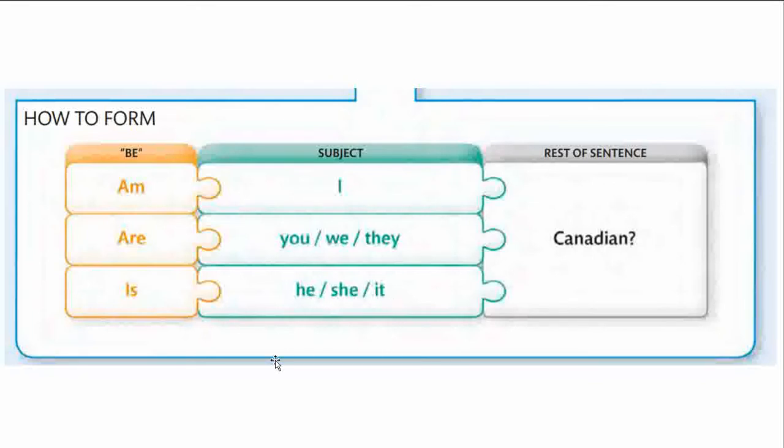Let us see how we construct the questions. Am I Canadian? Are you Canadian? Are we Canadian? Are they Canadian? Is he Canadian? Is she Canadian? Is it Canadian? And at the end there's a question mark. If you have done the same, kindly self-evaluate and proceed with this.